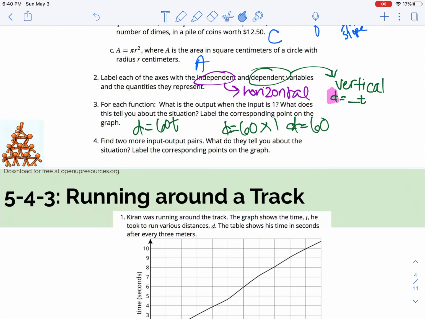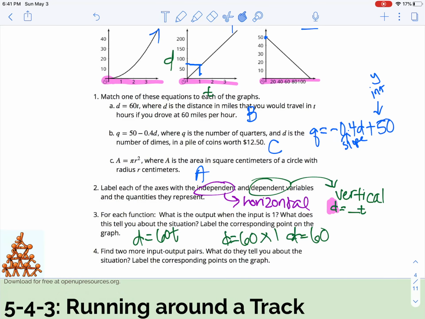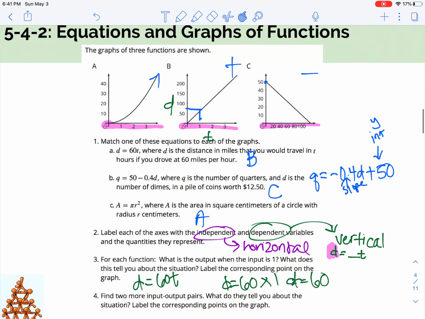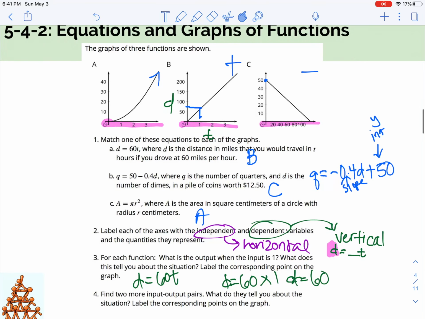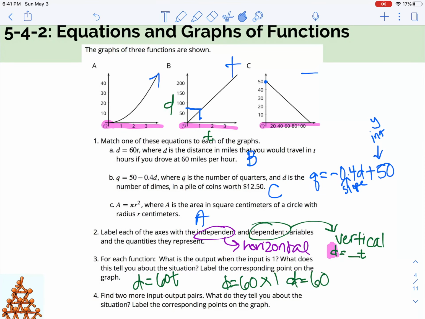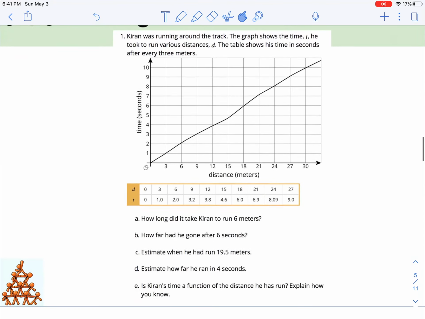Number 4, find 2 more input-output pairs. What do they tell you about the situation? Label the corresponding points on the graph. What do they want you to do? We might skip this one because I have to teach myself that to be able to tell you how to do it. Okay, skip that. I will just waste 10 minutes of this video trying to figure out how to tell you how to do that, so skip.